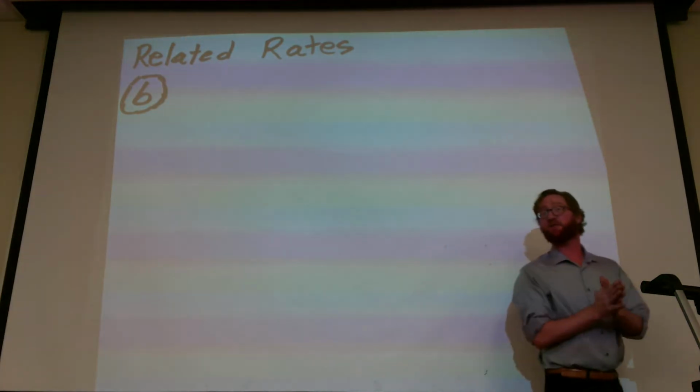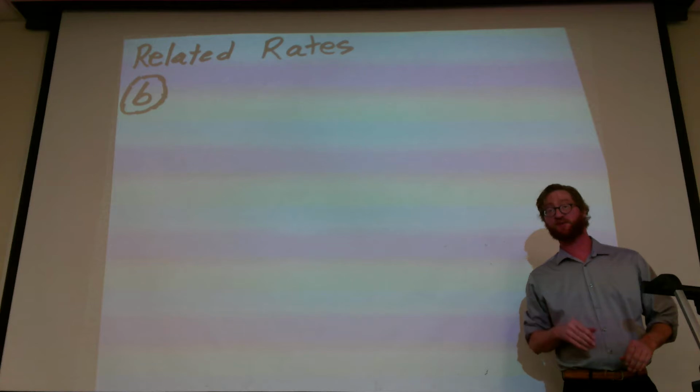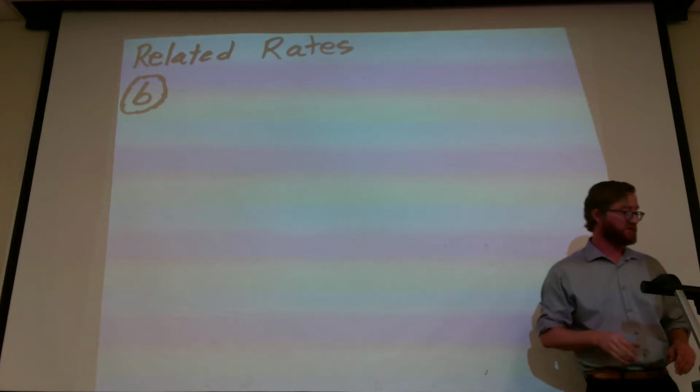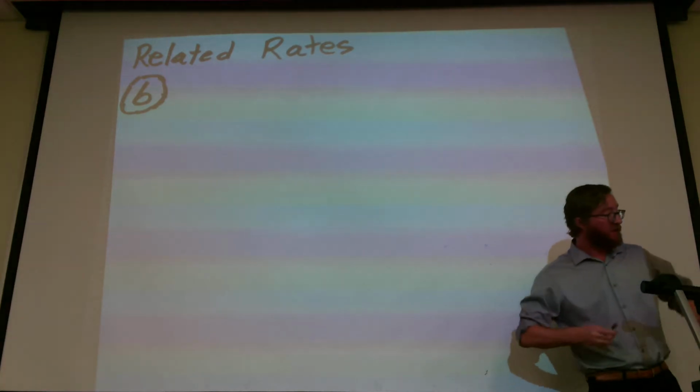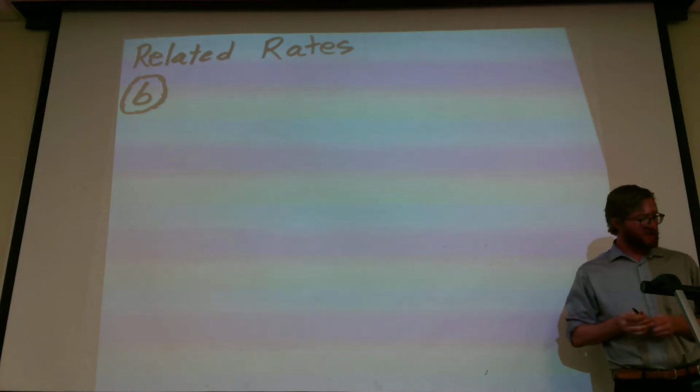Okay, related rates, problem 6. This is actually a really common one that shows up on the exam, so you want to consider this one as one to study. So, we have a 5-foot ladder leaning against a wall.